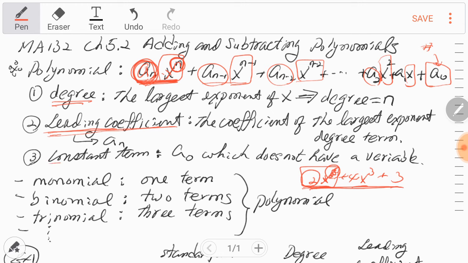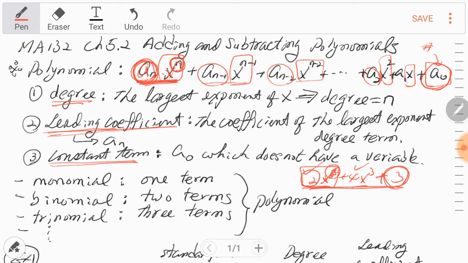Okay, the constant term is this. Everything is a variable term except one, which is the constant. If a term contains the variable x with a positive exponent, then it is a variable term. And this 3 does not have the variable x, so the constant term is 3. Usually the constant term is a number.